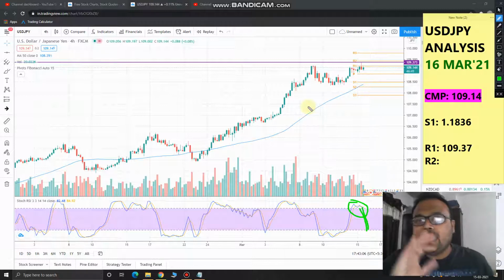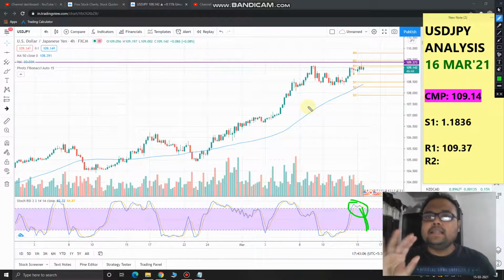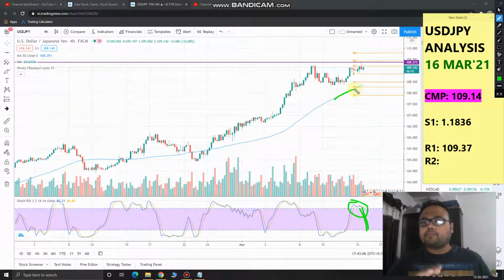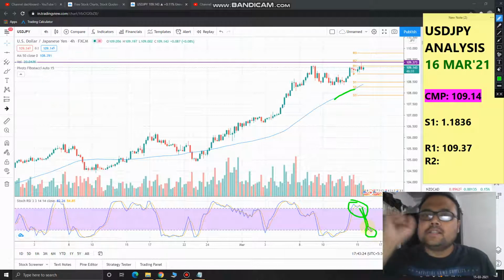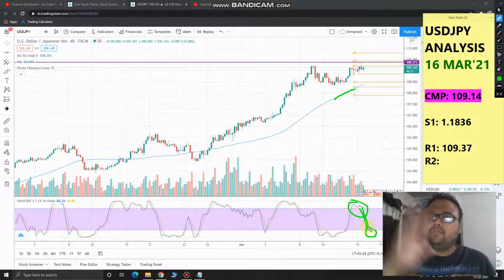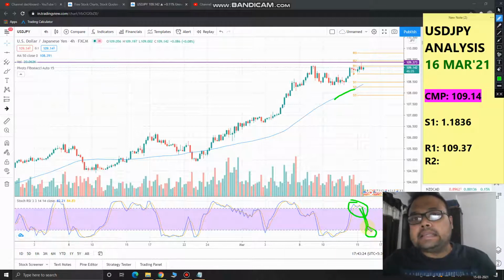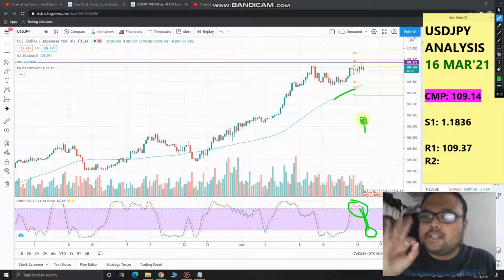Because the area of value in an uptrend market is always near the support, and in this case the area of support is the 50 moving average. So when stochastic RSI is in the oversold zone, just look at the position of the price. If the market is taking support at the 50 moving average in the form of a hammer, or say a big green candle, then that's the golden spot to buy.